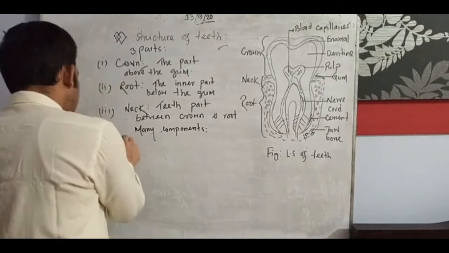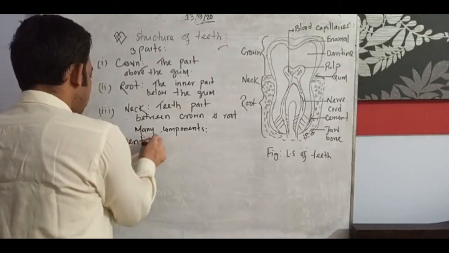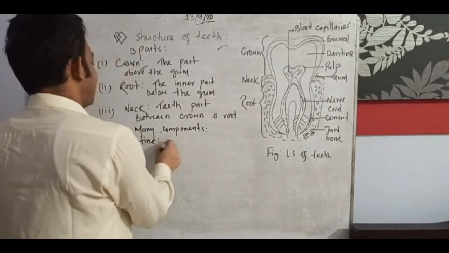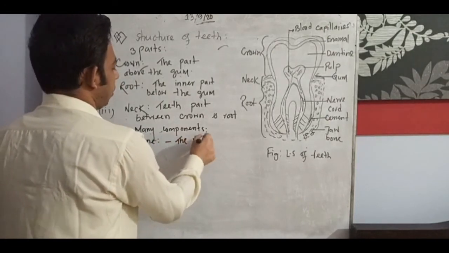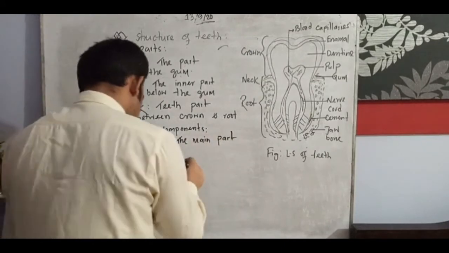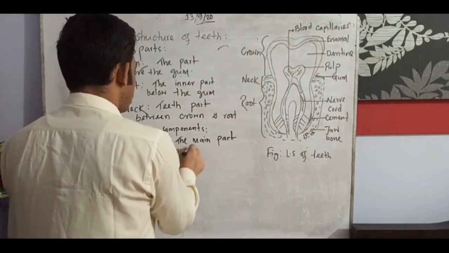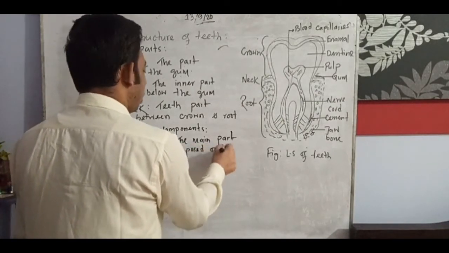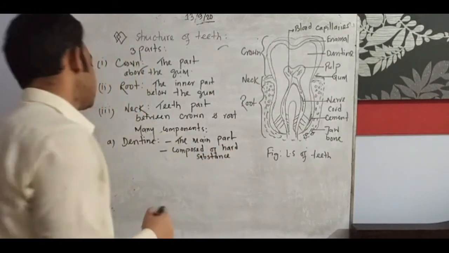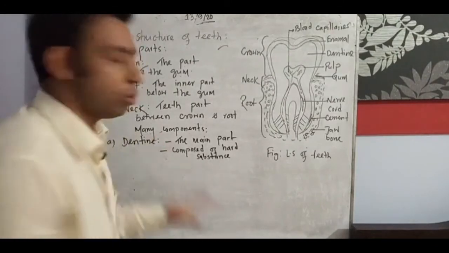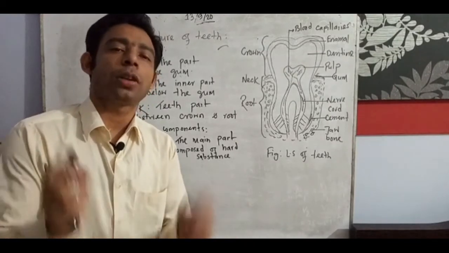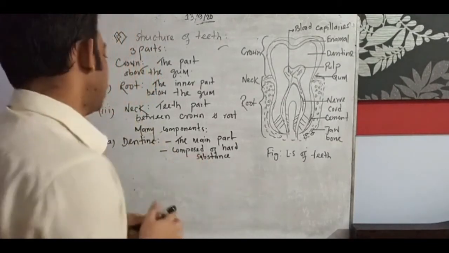First is the dentine. Dentine is the main part of the tooth, very important, and it is asked several times. It is the main part of the teeth and is composed of hard substance. Which one is the main part of the teeth? Dentine. Which part is composed of hard substance? Dentine. So it is also asked as a question.